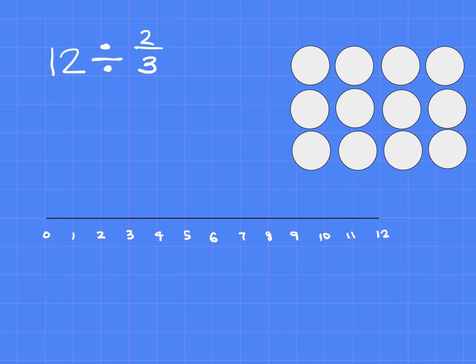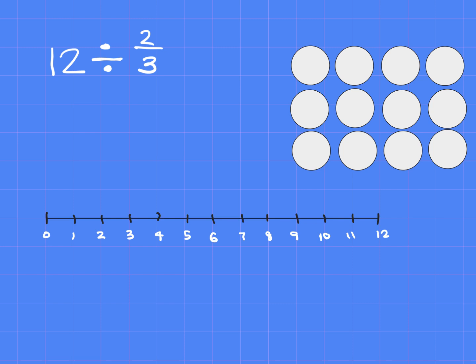Now, I'm going to show a couple different representations. The first one is using a number line. Now, a number line, as you can see here, that we have 12 parts, so we've got 12 sections. Now, these 12 sections, we want to, again, like I said, break it up into how many groups of 2/3 are there in these 12 wholes.